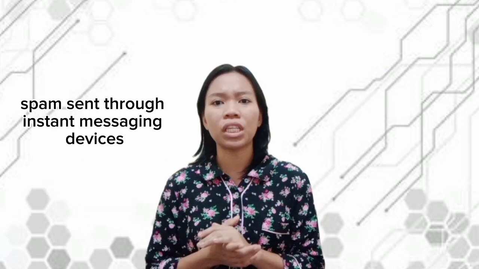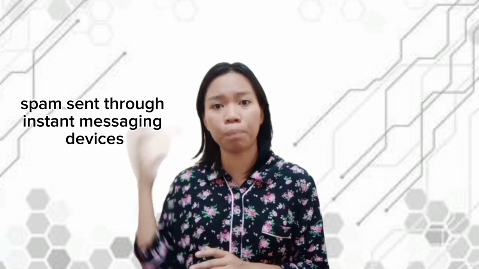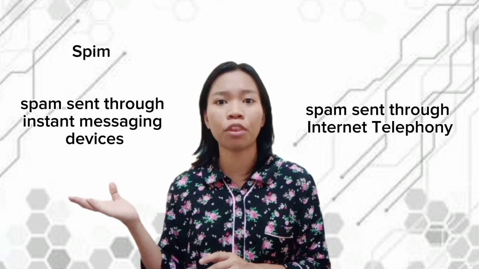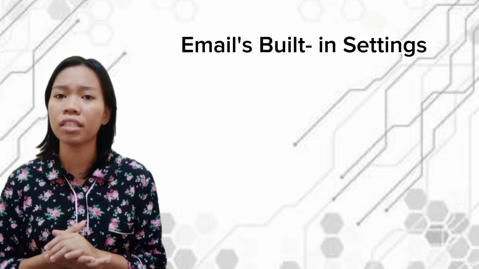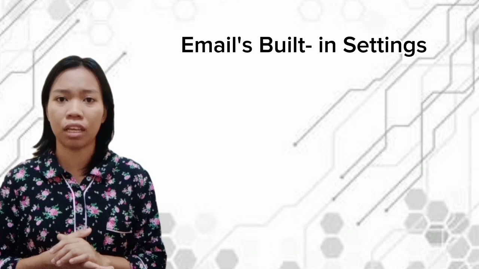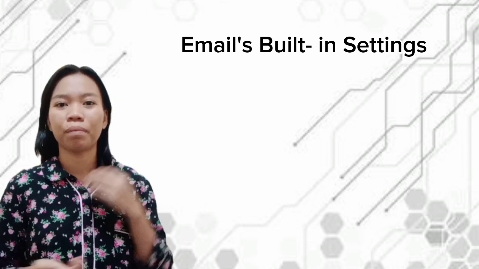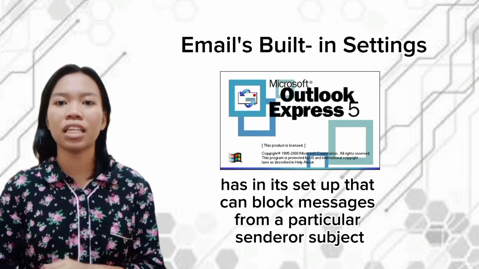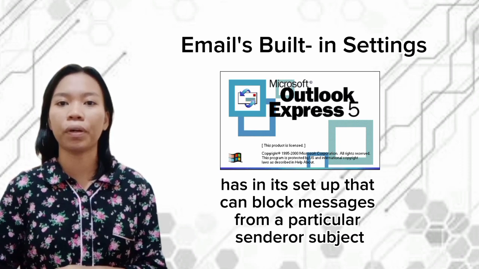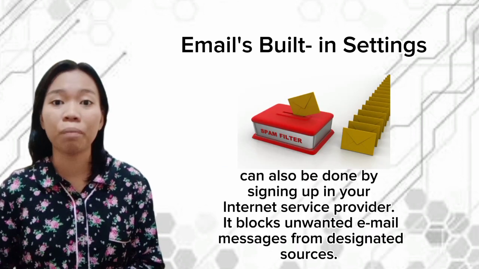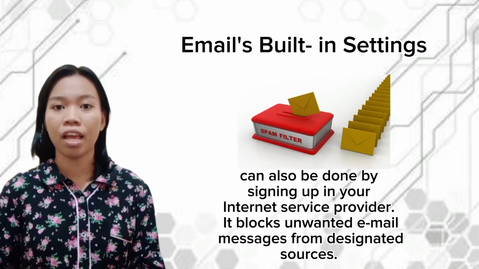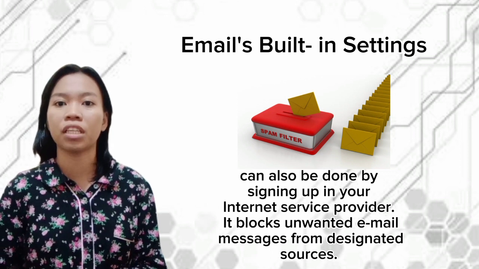A spam sent through instant messaging devices is called a spim, while a spam sent through internet telephony is called a spit. Spam messages can be reduced, if not prevented, by adjusting the built-in settings in your email to delete spam automatically. Here are some of them. Outlook Express has a setup that can block messages from a particular sender or subject. Email filtering can also be done by signing up with your internet service provider. It blocks unwanted email messages from designated sources.